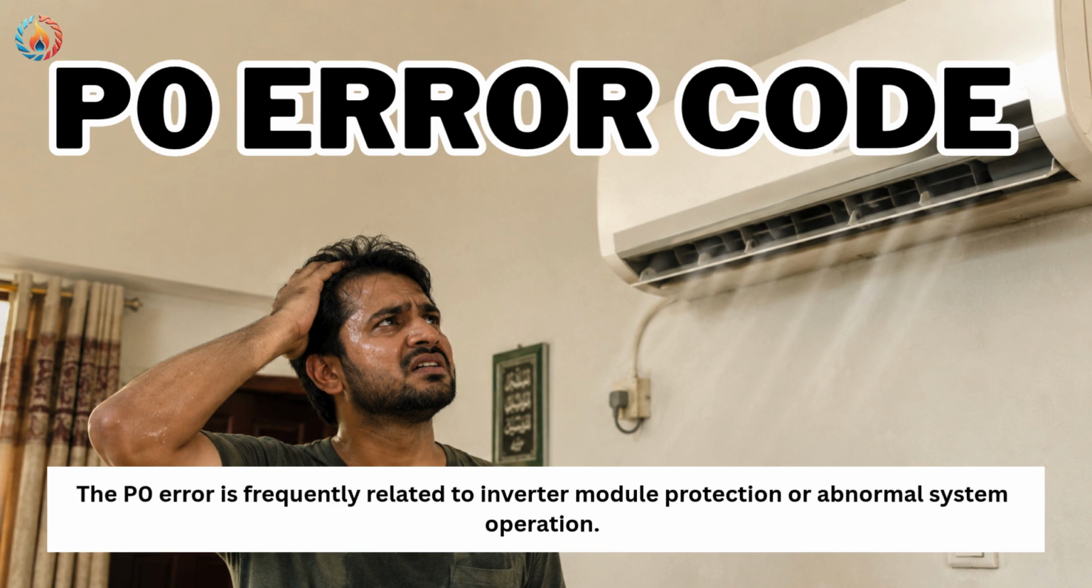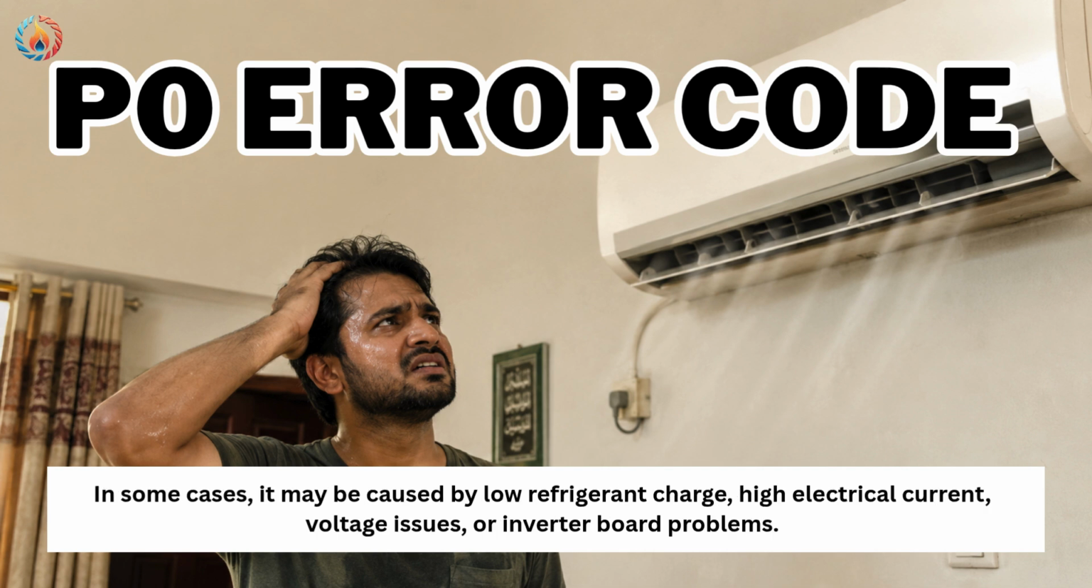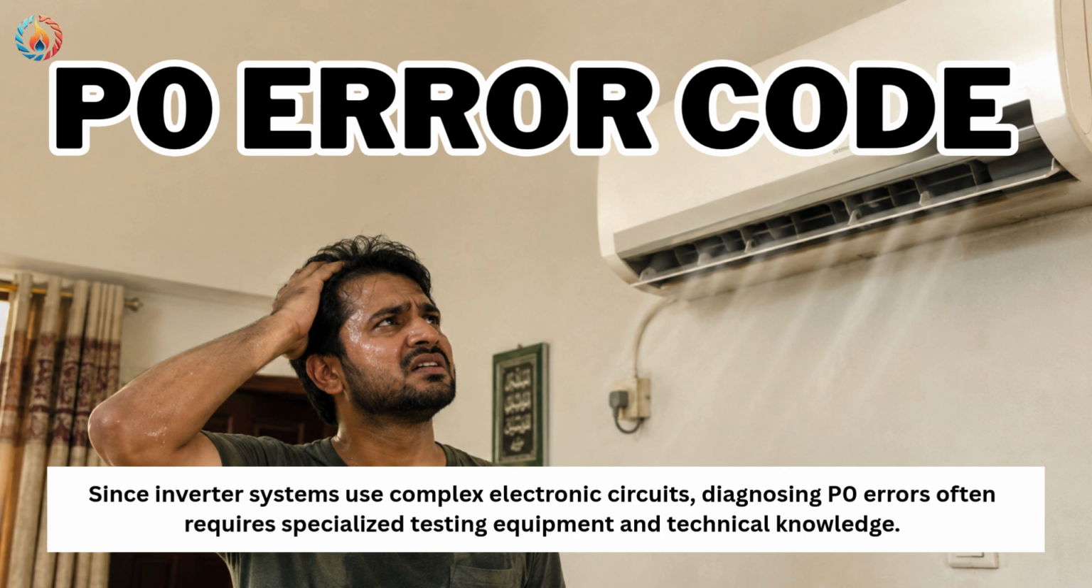P0 error code. The P0 error is frequently related to inverter module protection or abnormal system operation. In some cases, it may be caused by low refrigerant charge, high electrical current, voltage issues, or inverter board problems. Since inverter systems use complex electronic circuits, diagnosing P0 errors often requires specialized testing equipment and technical knowledge.